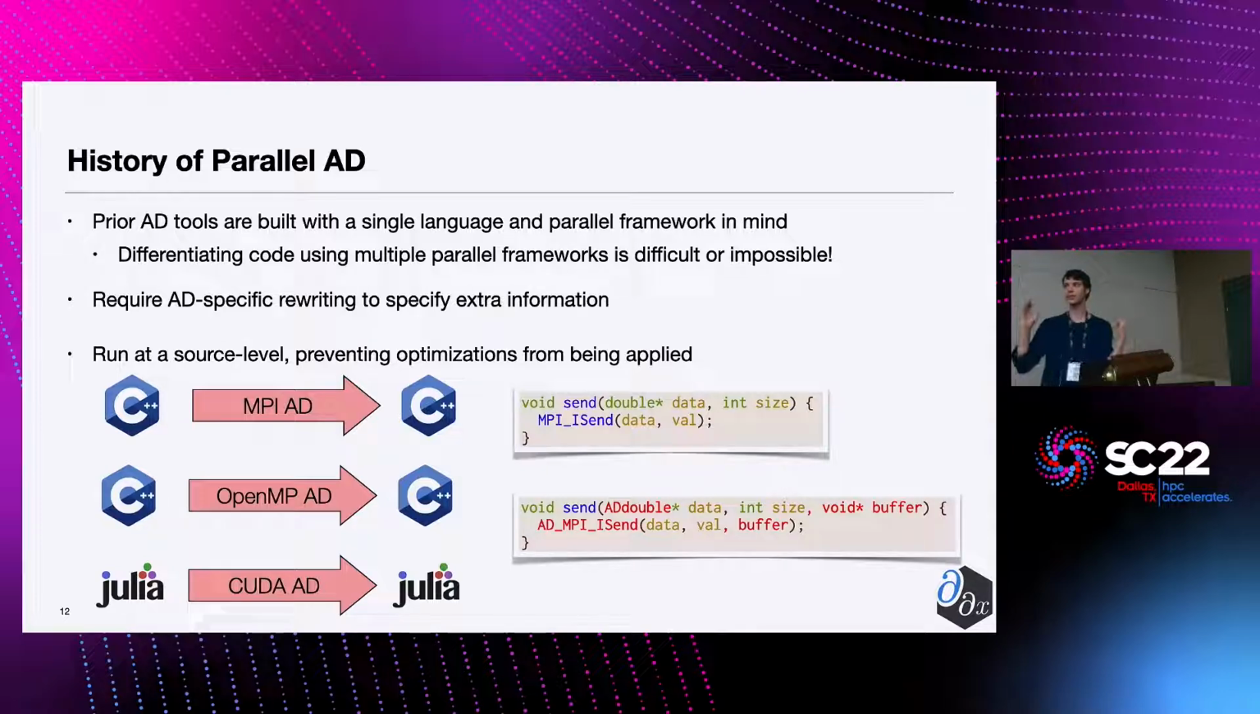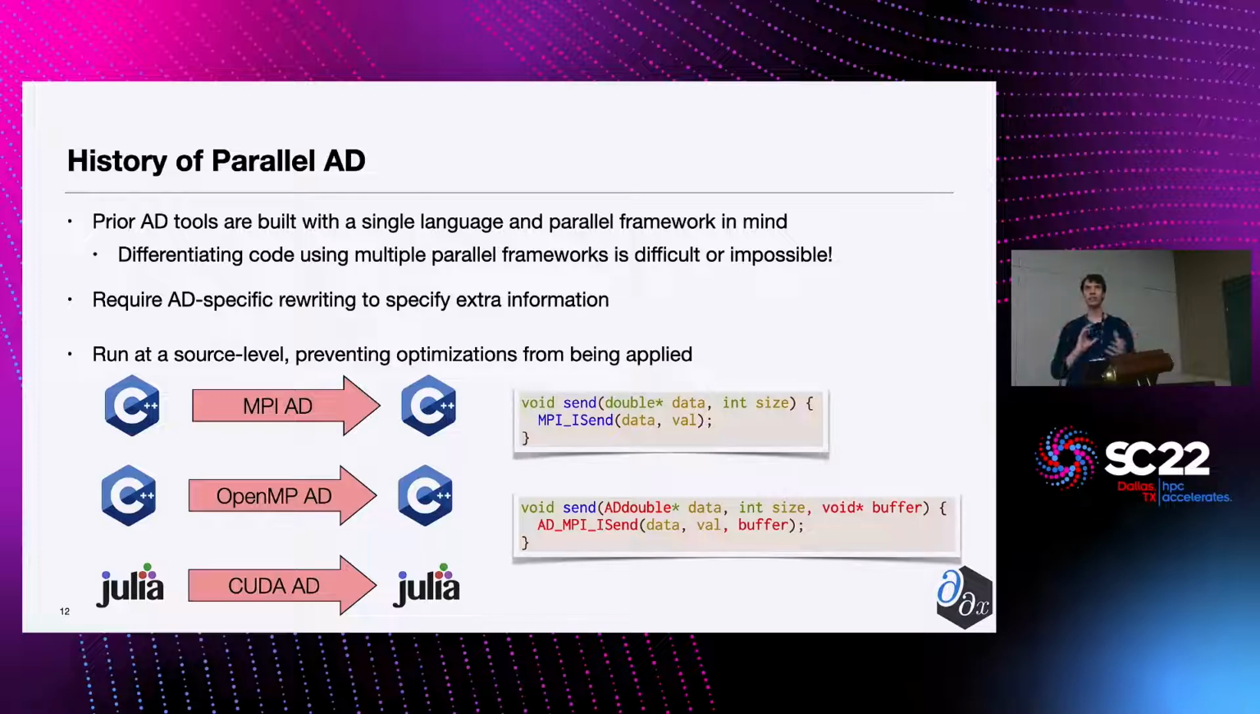And again, there's a completely separate tool that you need to use if you want to differentiate CUDA code inside of Julia. This means that if you ever want to combine multiple parallel frameworks together, similar to how we try to build these large-scale applications today, it becomes quite difficult or sometimes even impossible. Moreover, even when these tools exist, they tend to be relatively hard to use.